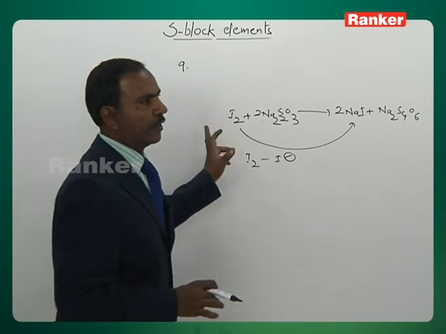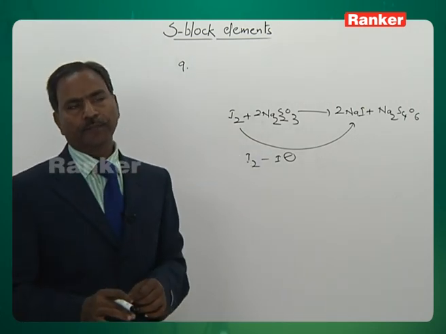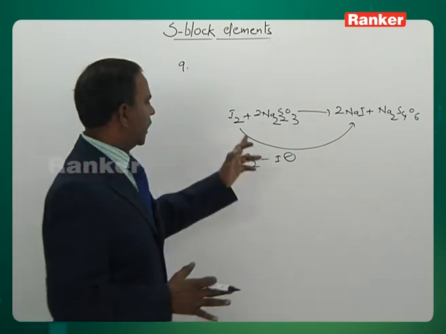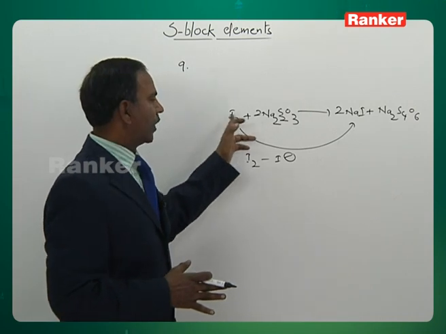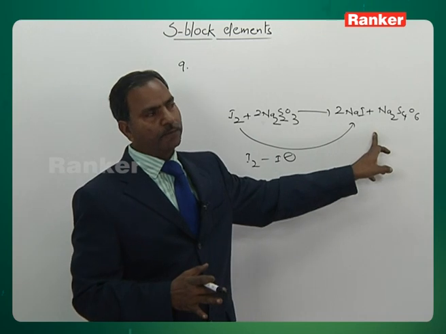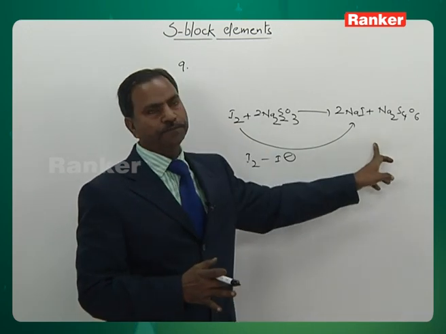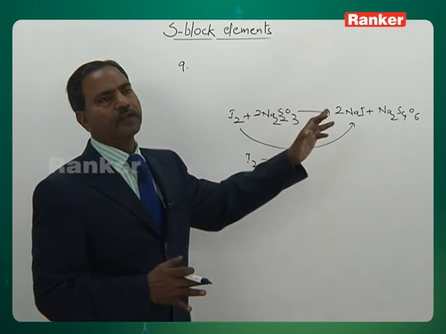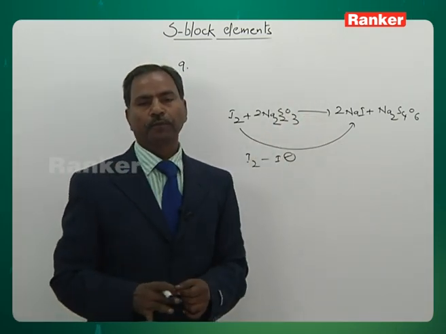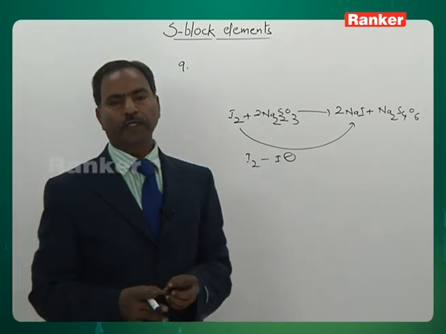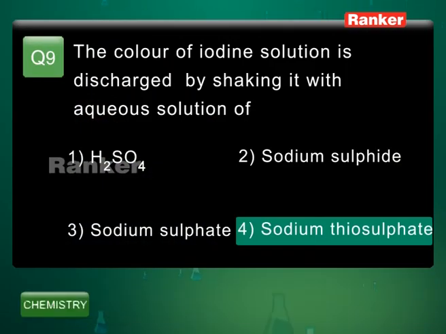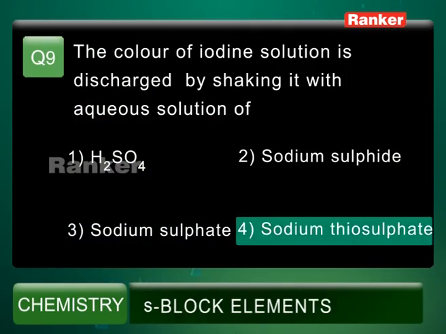Once you are using this solution, the iodine solution is added with starch indicator, then blue is the color. Here the blue color solution with starch, whenever titrated against sodium thiosulfate, converts into sodium iodide. When I2 converts into I minus, there will be a change in color, or decolorization takes place. Therefore, iodine is estimated by titrating against sodium thiosulfate. So, iodine decolorizes in this reaction. So, 9th question, answer is 4, sodium thiosulfate.